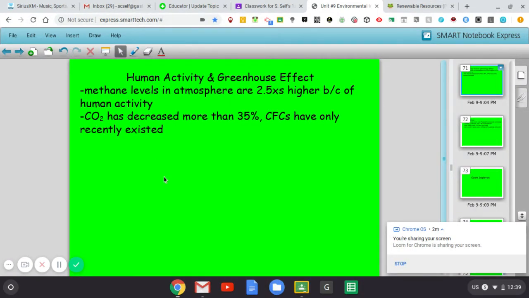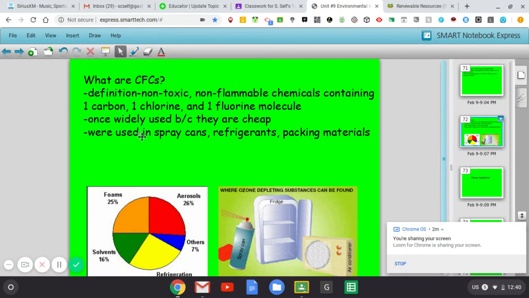Okay, so human activity and the greenhouse effect. Basically, we have an impact on that because we cause the greenhouse gases to increase. So I want you to look at this. What are CFCs? Because this is one of the greenhouse gases that's the most harmful for the environment.